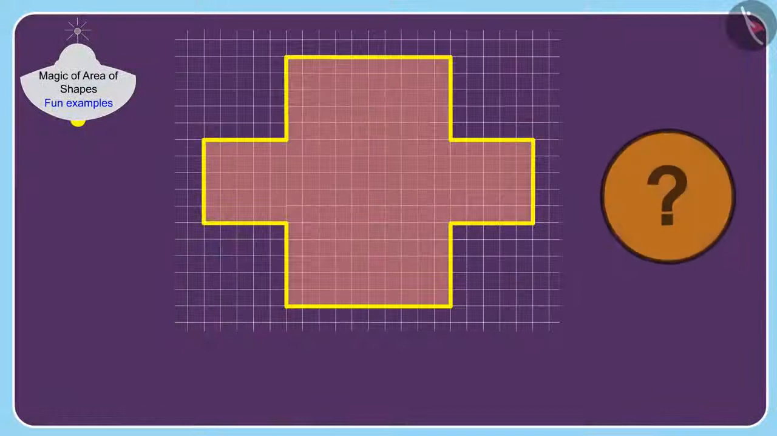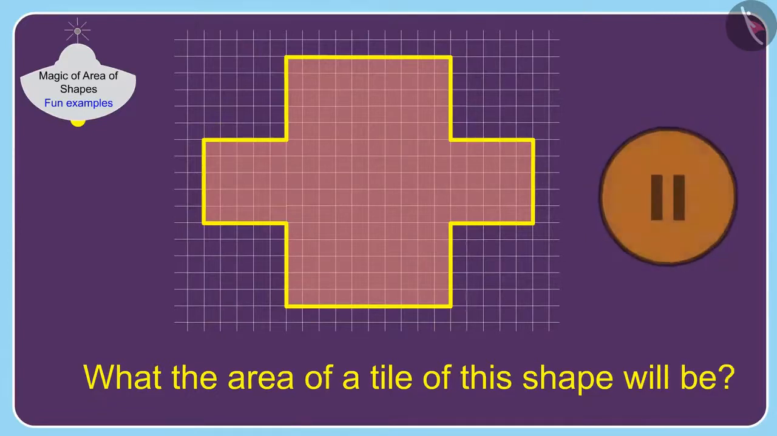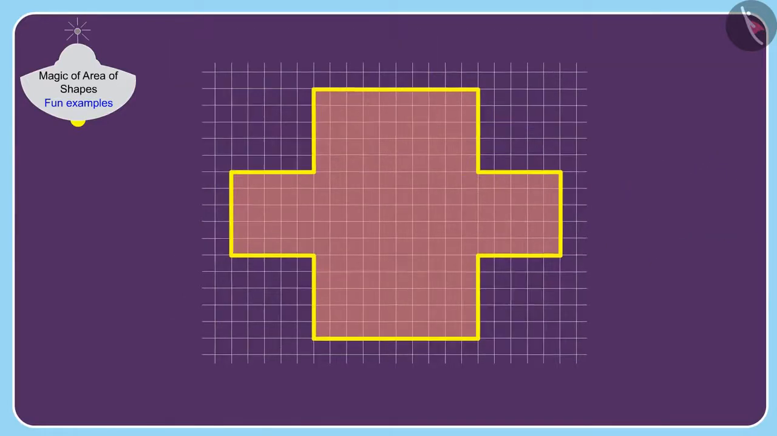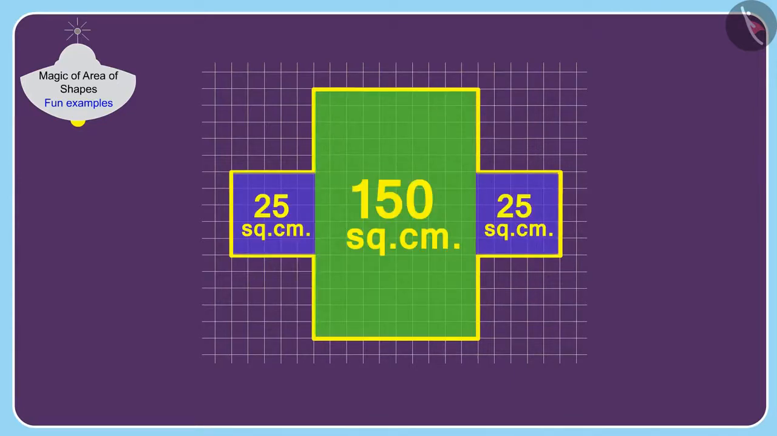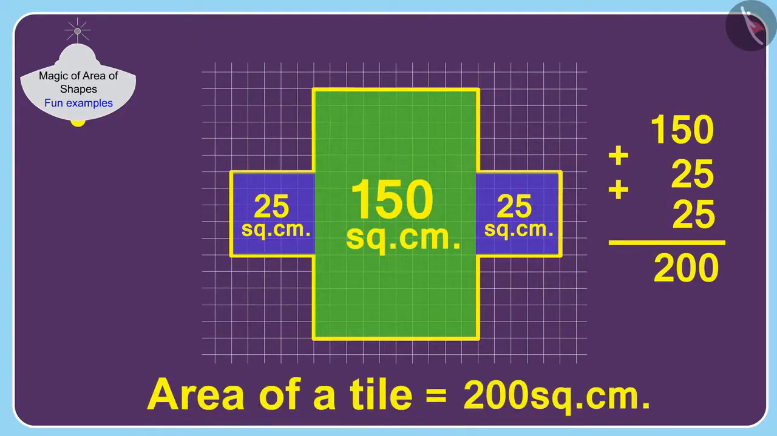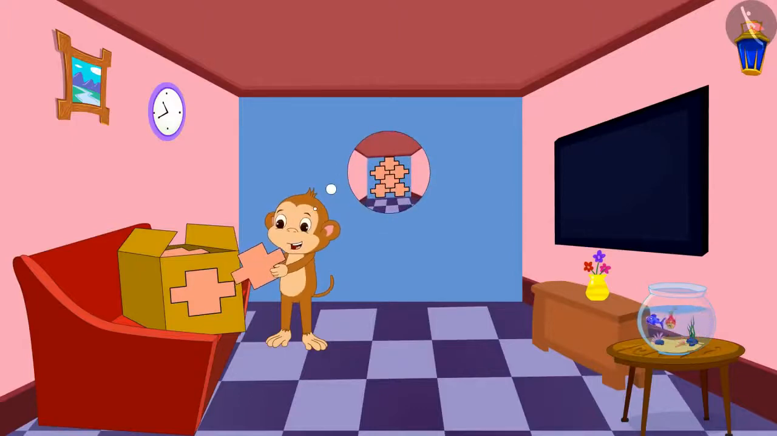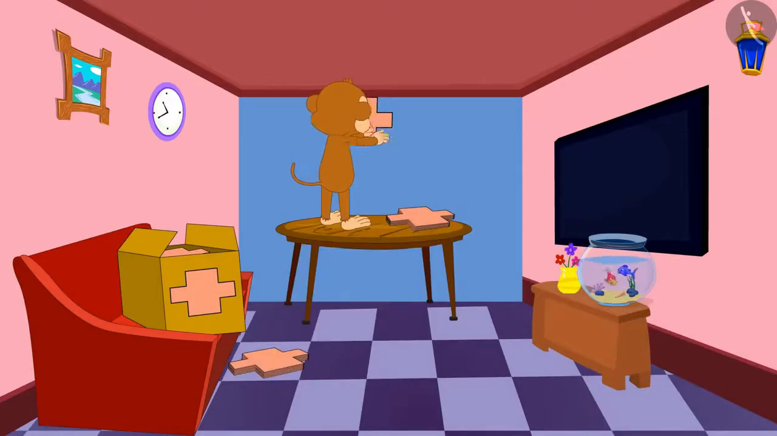Children, can you tell what the area of a tile of this shape will be? You can stop the video and calculate the answer. To find the area of this tile, we can divide this shape into squares and rectangles in this way. In this way, the area of this tile is 200 square centimeters. I can decorate my walls with these tiles, thought Babban. Babban started decorating his wall with these tiles in this way.